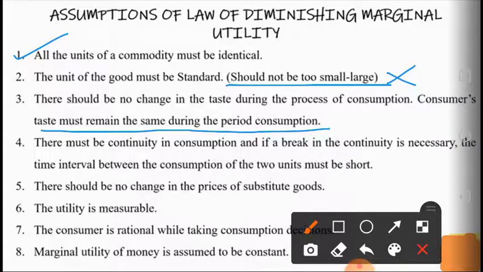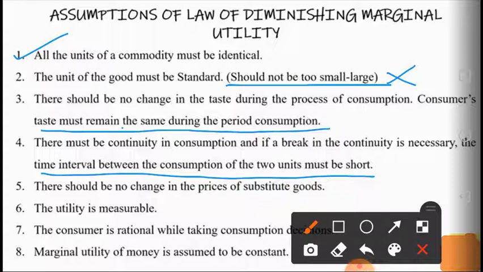There must be continuity in consumption. If there is a break in the continuity, if it is necessary, the time interval between the consumption of two units must be short. Like if I'm thirsty and I'm again and again drinking water, the utility starts declining. With the first glass of water we are most satisfied, on the next glass it reduces, on the third glass we will not be thirsty at all, and on the next glass it will harm us. But if I take the first glass now, the next after 2 hours, the next after 3 hours, then maybe at that moment I'll be more thirsty. That is why they give the condition that consumption should be continuous, then the law of DMU will operate.